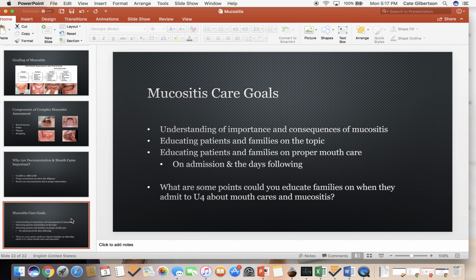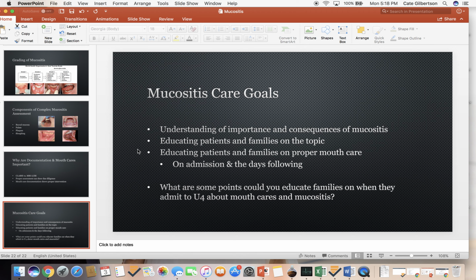So again, the care goals of mucositis will be understanding the importance of mucositis and the consequences of it, which hopefully you guys do now after this education. We want to transfer this education onto our patients and families. So we really want them to understand the importance of it. I think as nurses, we do better when we understand the importance, and I think our patients' families will do just as well if they understand the importance of it.